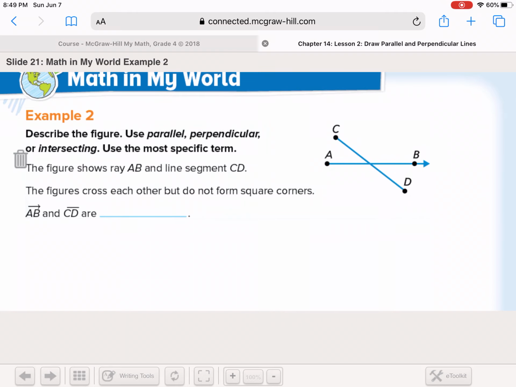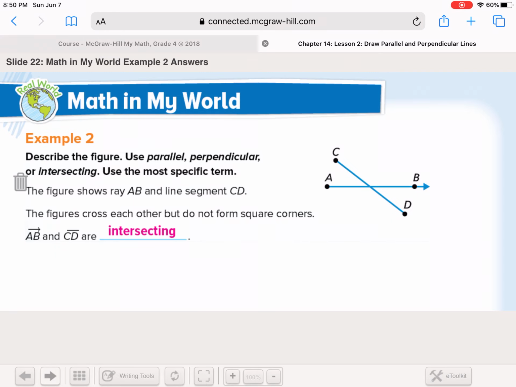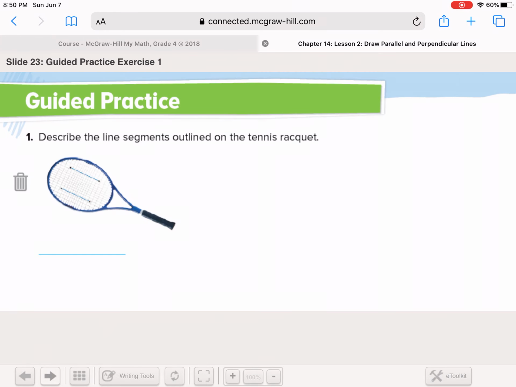It says ray AB and line segment CD are what? Does it make a T? No, it's not perpendicular. Are they lines that will never meet? No. So they can't be parallel. So they would be intersecting. Describe the line segments outlined on the tennis racket. We know that they're never going to meet, so they would be parallel.